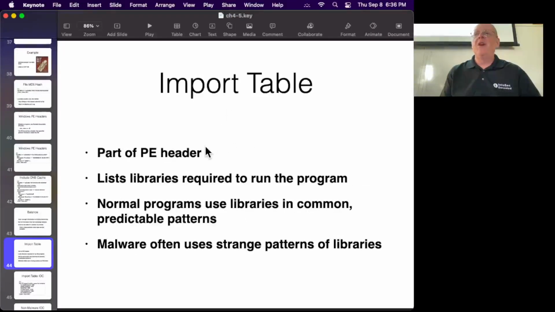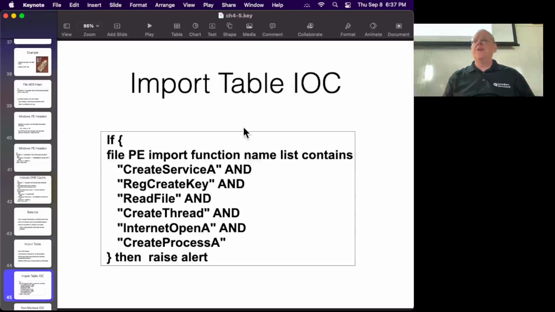So the import table is part of the header. This lists all the libraries needed to run the program. Normal programs use common libraries that are convenient for developers. Malware often uses strange libraries that are not commonly used by developers, so this is something you can do to be suspicious. Here's the import table for that piece of malware.